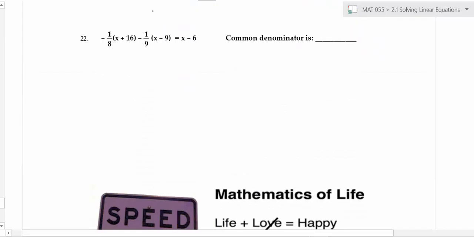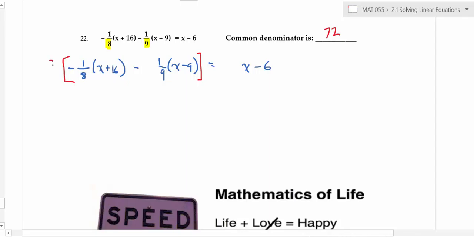Okay, last problem. What you should have done on this is common denominator, you should have came up with a 72. Okay, so I'm going to write the problem down as it is. Negative 1/8 times (x plus 16), and then minus 1/9 times (x minus 9), and then equal x minus 6. So what I'm going to do is this whole entire side gets multiplied by 72 over 1, and this whole entire side gets multiplied by 72.